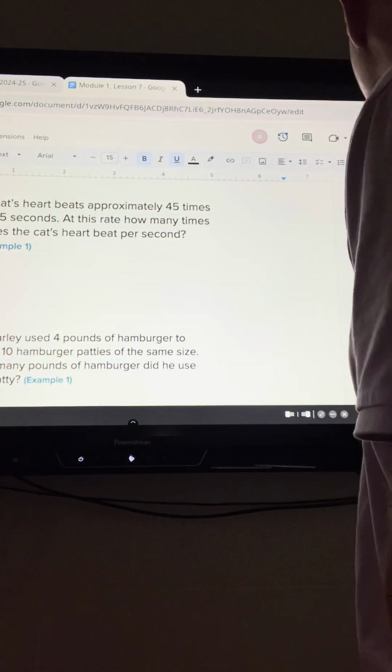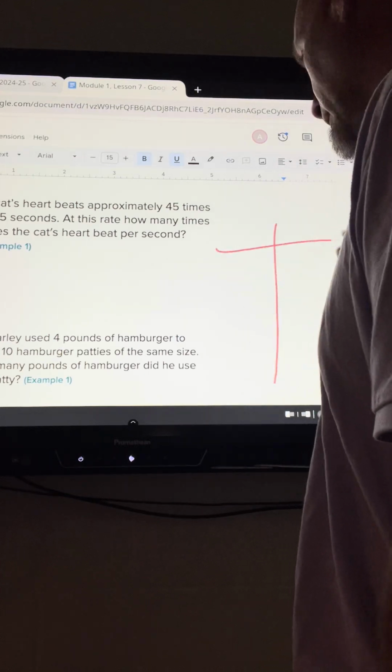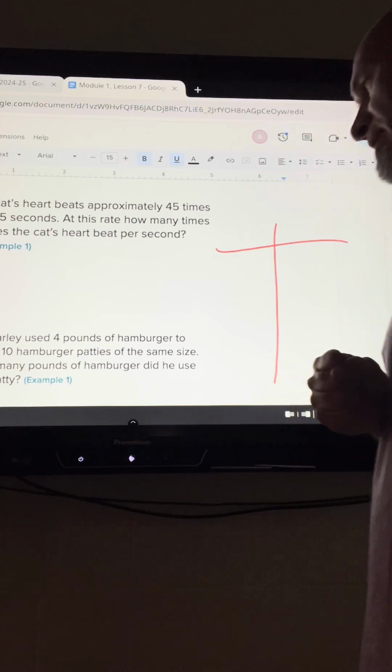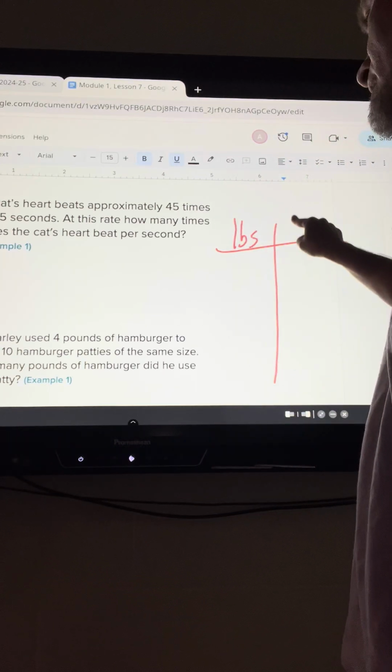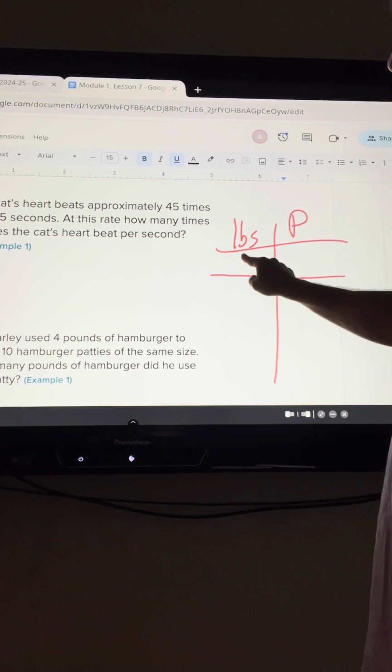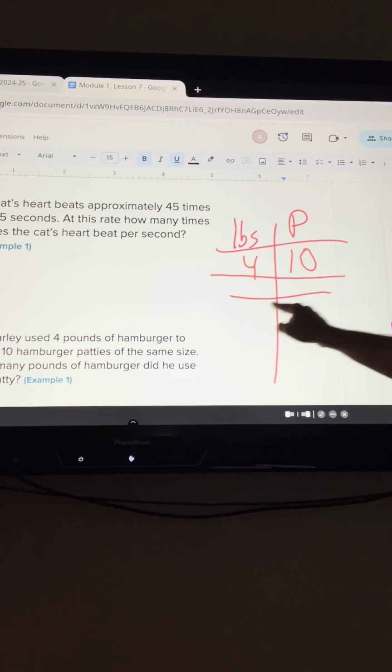And then the last one, Mr. Farley, maybe Chris Farley, used 4 pounds of hamburger to make 10 hamburger patties of the same size. So we have pounds of hamburger and we have patties. And it takes 4 pounds of hamburger to make 10 patties. So how many pounds of hamburger did he use per patty?